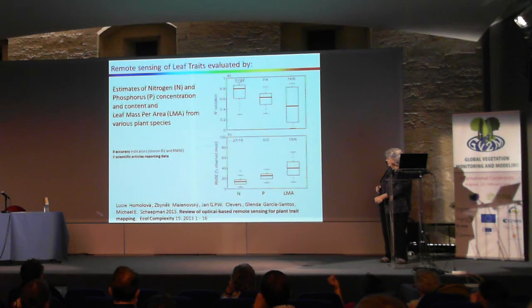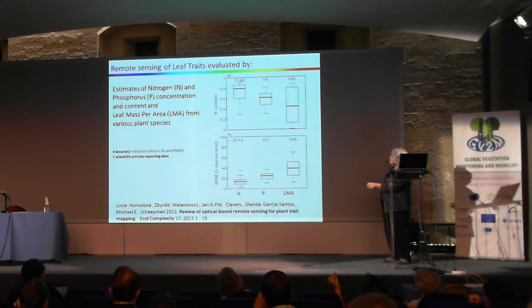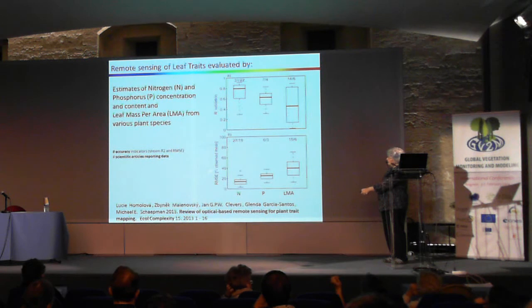Not too long ago, this paper by Homolova looked at estimates of predicting nitrogen, phosphorus, and leaf mass area for plant species from remote sensing data, and found that both on an R-squared basis and on an RMSE basis there was pretty good correlation in the prediction, although the strength of the prediction varies.